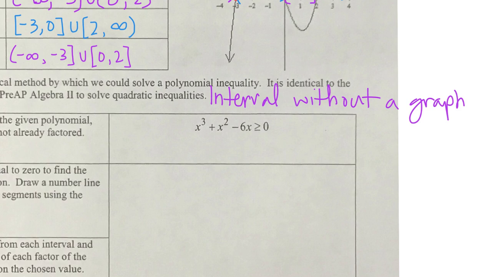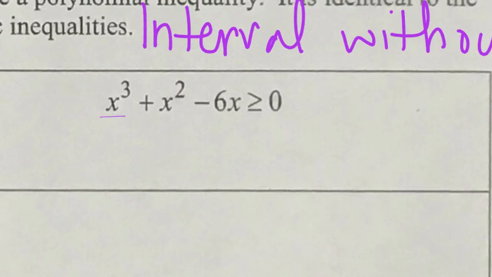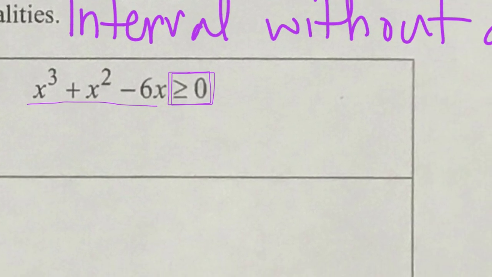So let's look at what we're being asked to find. We are being asked to find when this polynomial is greater than or equal to 0. So if we were thinking about our graph, what does that mean graphically to be greater than or equal to 0? On or above the x-axis. Okay, when is your graph on or above the x-axis?